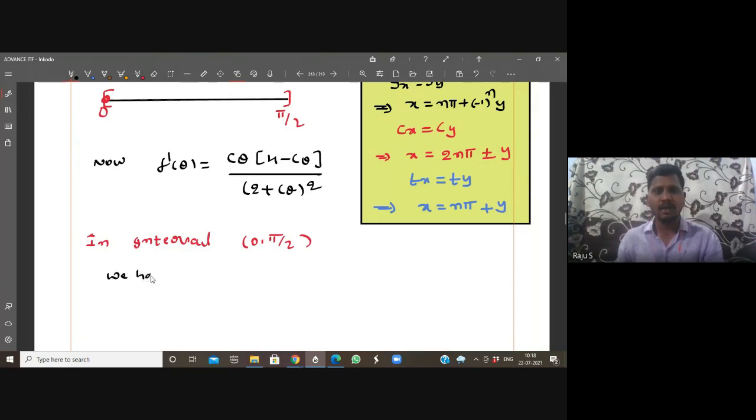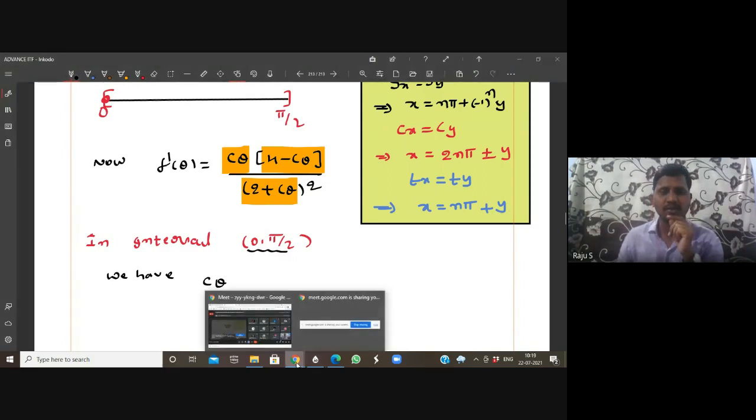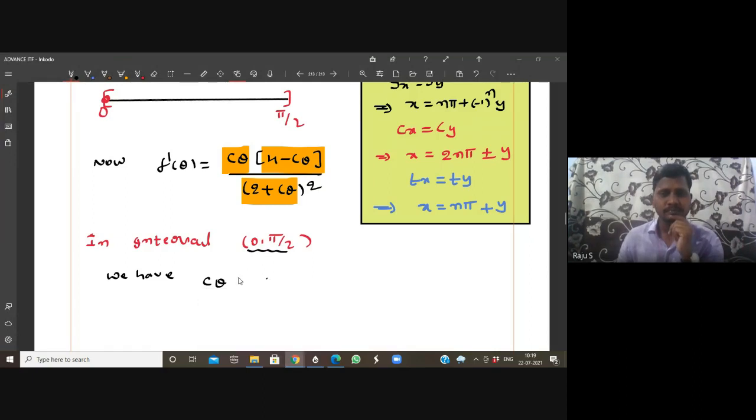Here we have, what about cos theta, students? In the first quadrant, is cos theta positive or negative? I am taking them separately: first I want to check cos theta, then 4 minus cos theta, then 2 plus cos theta whole square in this interval. Tell me, cos theta greater than 0 or lesser than 0 in the first quadrant? Positive, yes, greater than 0.